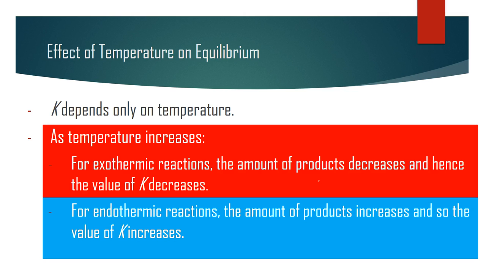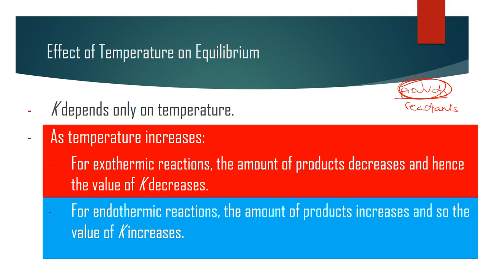For an endothermic reaction, the opposite happens. If we increase temperature, then we're going to increase the amount of products. So the value of K increases, remembering that we've got products over reactants in our Kc value. So if we are increasing the amount of products, then we're going to be increasing our Kc value in this case.